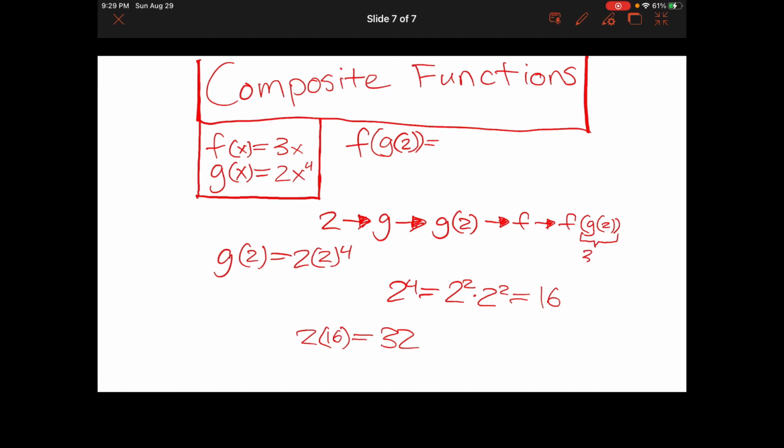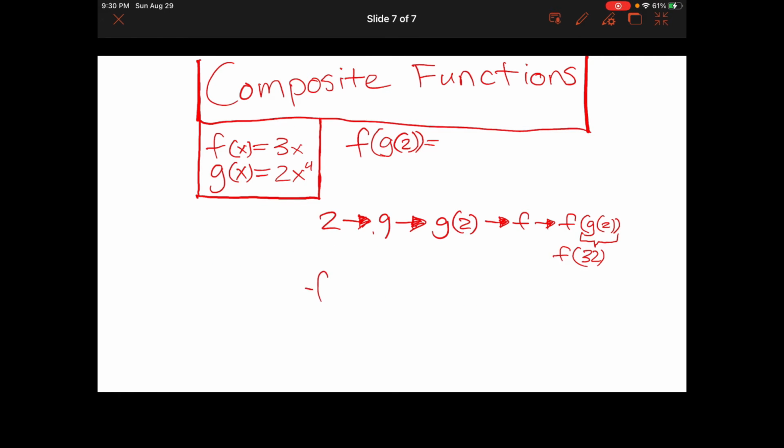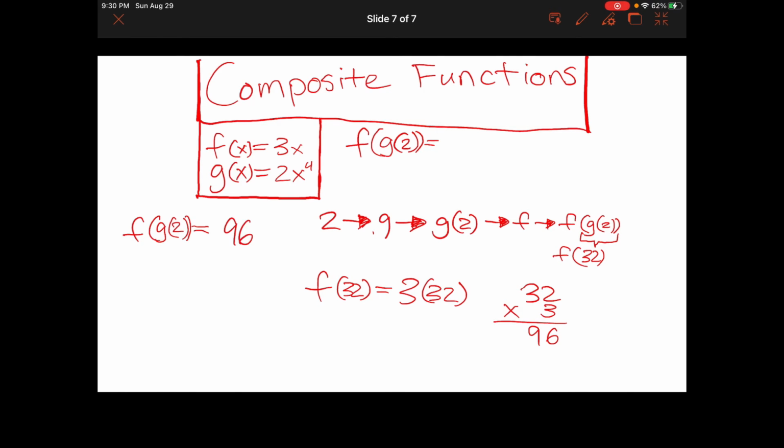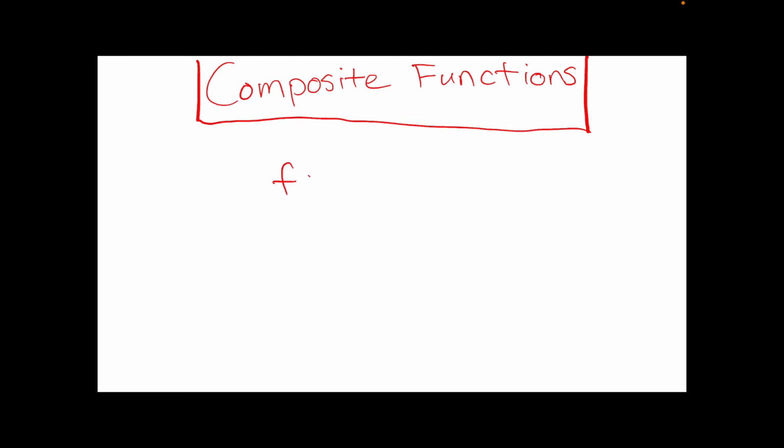So now we have f of 32. All right. So f of 32 equals 3 times 32. So let's just do that. 32, 3 times 2 equals 6. 3 times 3 equals 9. So we have 96, which means that f of g of 2 equals 96.